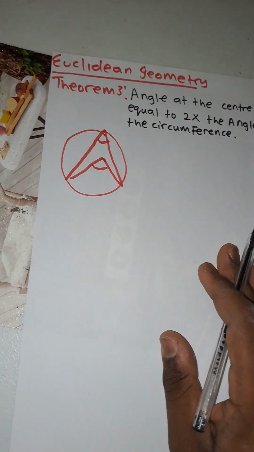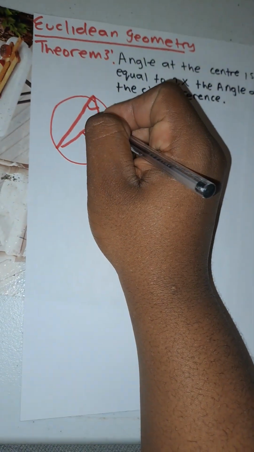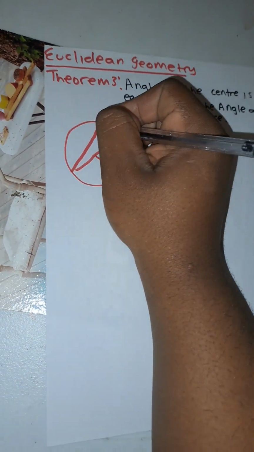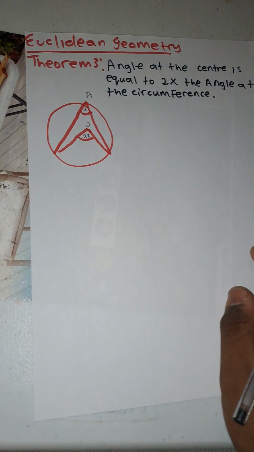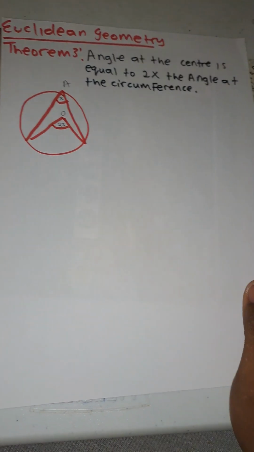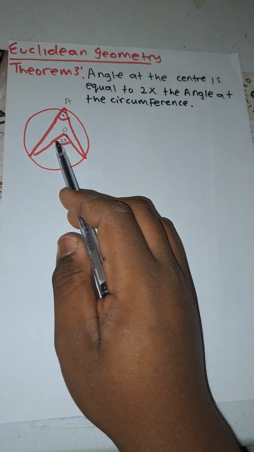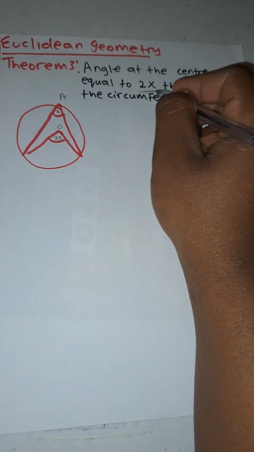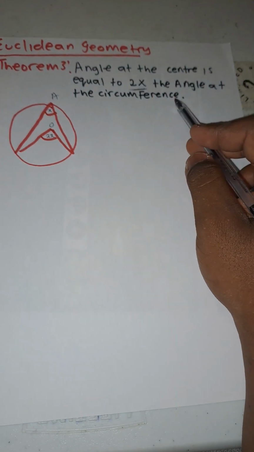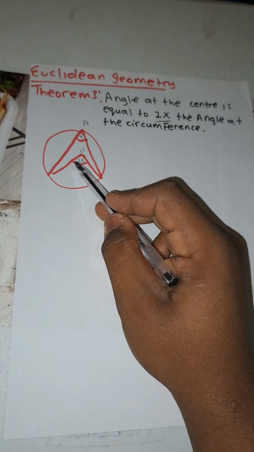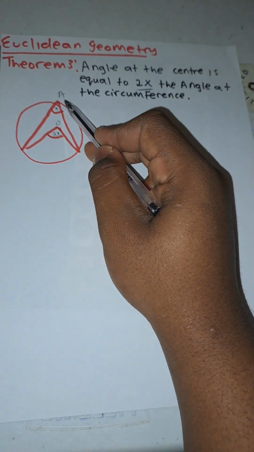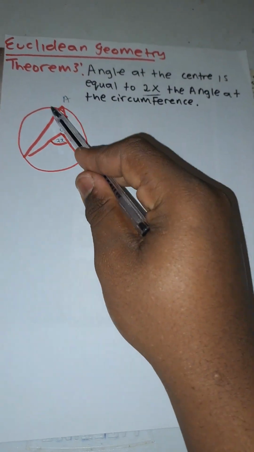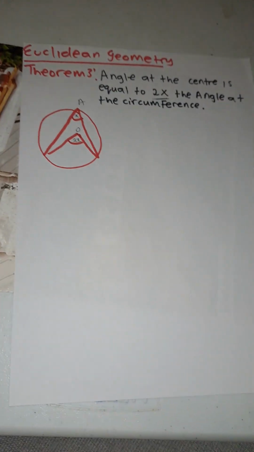So it simply means if I have O here and I have A there, if here I have 2x, it means what at A I have what? X. I hope you now understand it. The angle at the center is equal to 2 times the angle at the circumference. The angle at the center, which is this one, is equal to 2 times x, which is 2x. That's what it simply means.